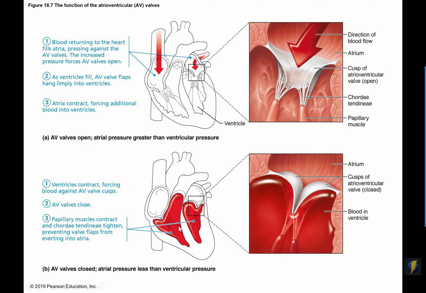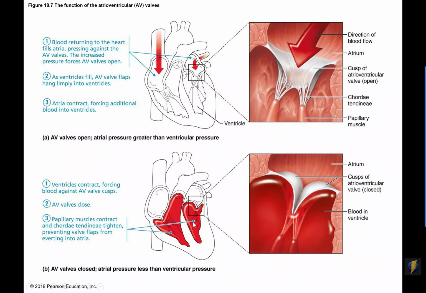Well, once the ventricles are filled with blood, they will start to contract and kind of squeeze, which increases the pressure inside the ventricles. That increase in pressure will shut those AV valves so that the blood does not flow backwards.